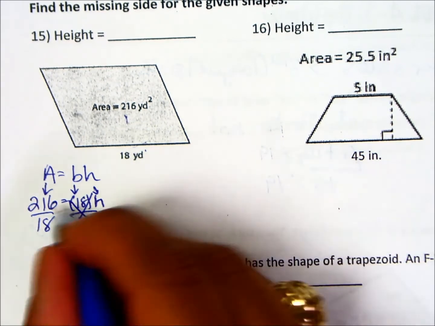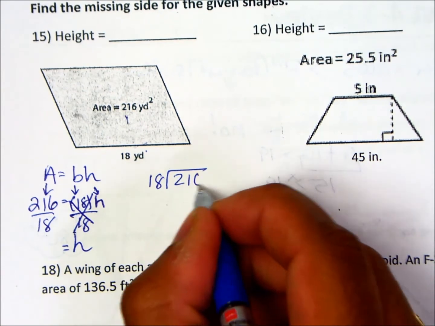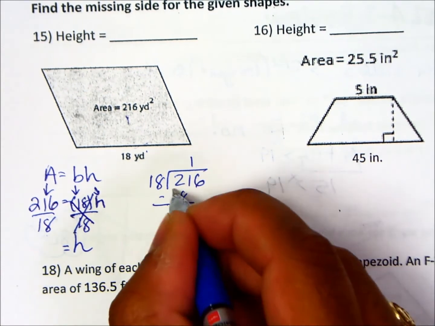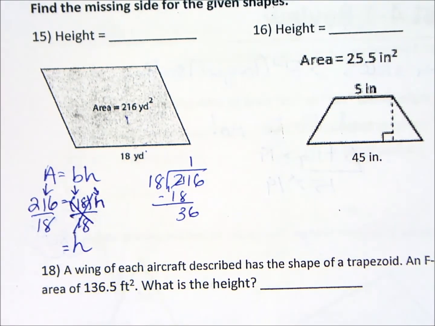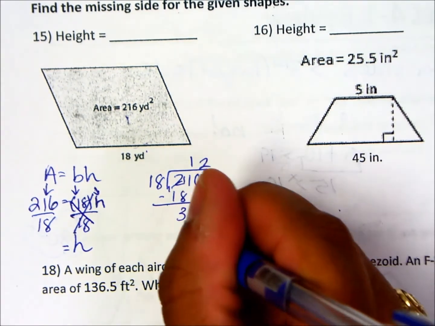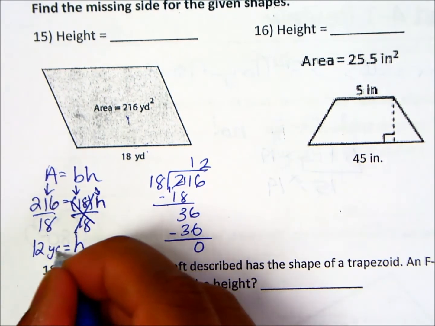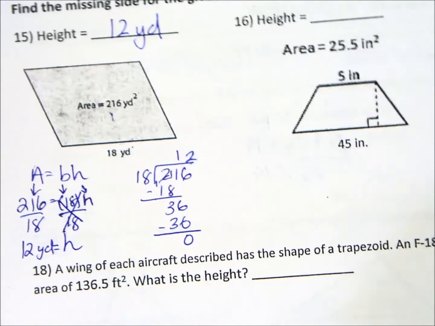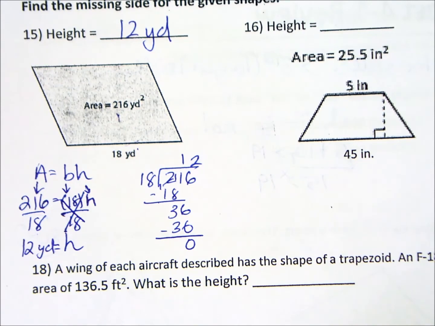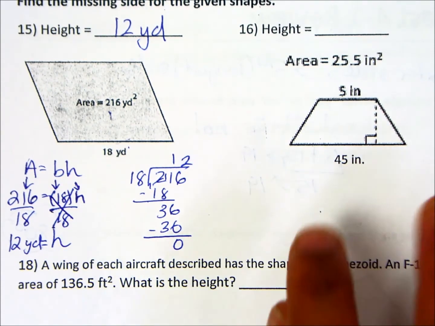If you do the math, 216 divided by 18, 18 on the outside, 216 on the inside. 18 goes into 36 2 times. So 12 yards is your height. 12 yards. Just like an equation, work it step by step.